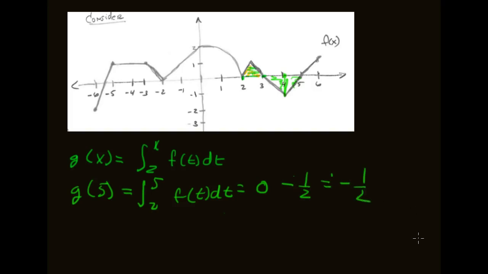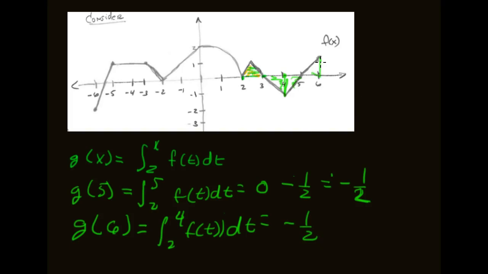So that should be negative 1/2. So g of 5 is negative 1/2. If I took g of 6, right? Well, let's see, that's the integral from 2 to 6 of f of t dt. Well, from 2 to 5 is negative 1/2. And then, there's another little triangle up here with a base of 1 and a height of 1. That's going to add a half. So g of 6 has me back to 0. Okay, so that's kind of looking at things.